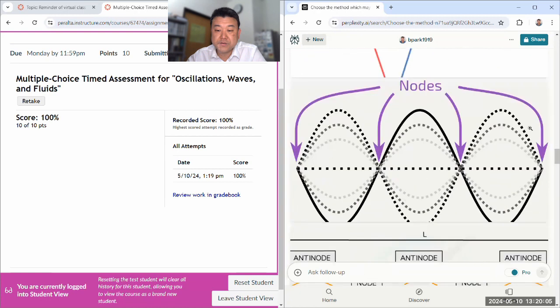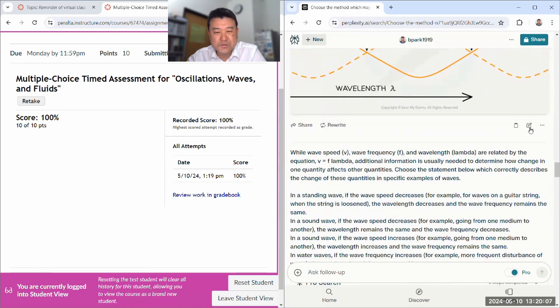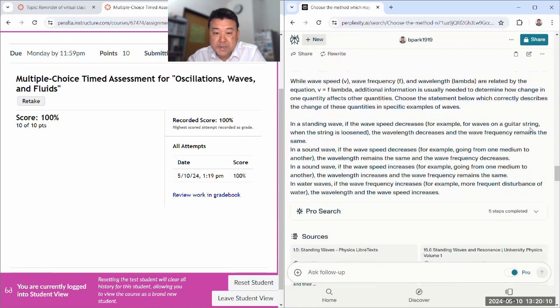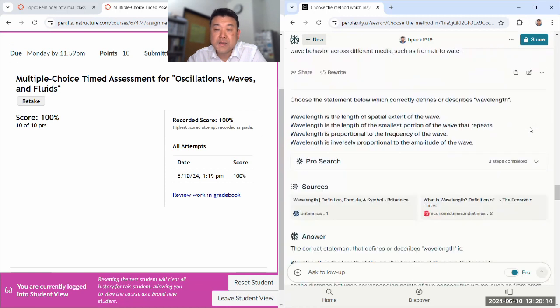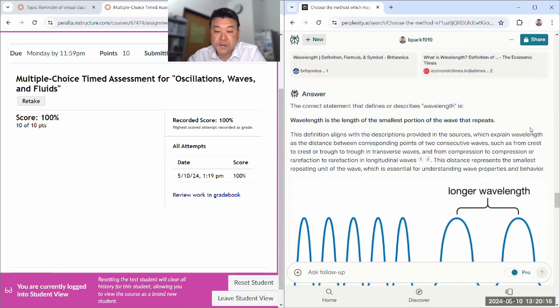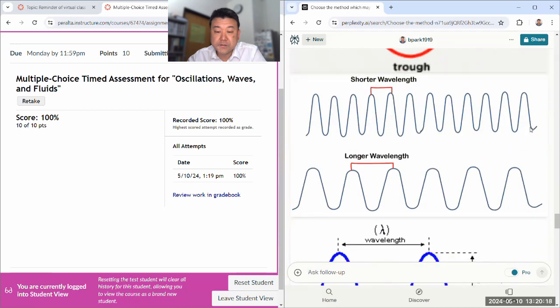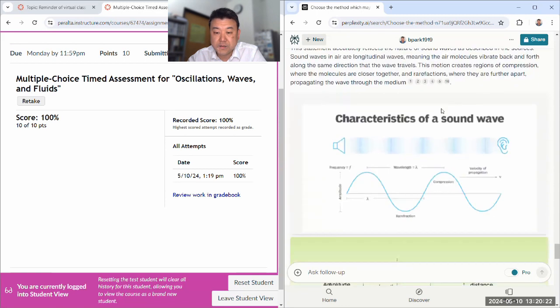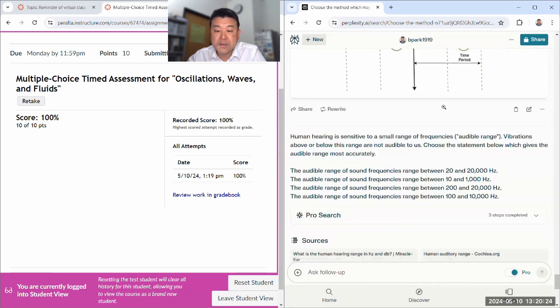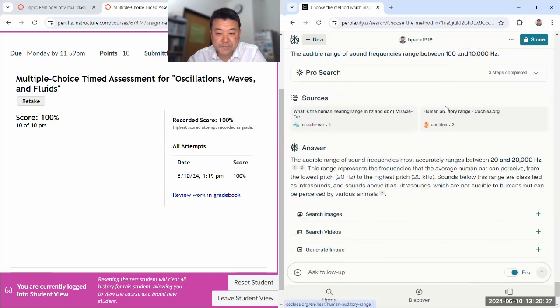Yeah, answer and explanation. I don't think images usually correspond. Seventh question, answer and explanation. Eighth question, answer and explanation. Ninth question, answer and explanation. And 10th question, answer and explanation.